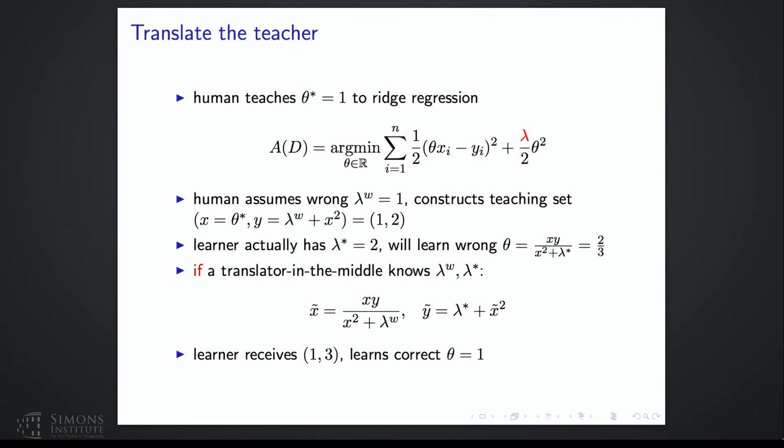If this meta-learner knows both lambda W, the wrong model in the teacher's head, and the correct lambda star that the learner is actually using, we can take the human example, that's x and y, and transform it into x tilde, y tilde in the following way for linear regression. And that turns out to be (1, 3). Now, if you give (1, 3), of course, the student with lambda star will learn the correct theta.